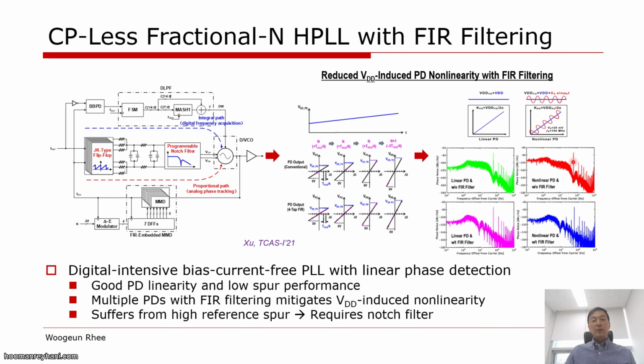If we want to remove the bias current, and we also don't want the current noise contribution of the charge pump, we may consider a charge-pumpless fractional-N hybrid PLL. This is one example. We use the flip-flop PD directly followed by the low-pass filter. But this flip-flop PD has a bi-level, toggling output, so the reference spur might be a little bit higher, so we need a programmable notch filter here.